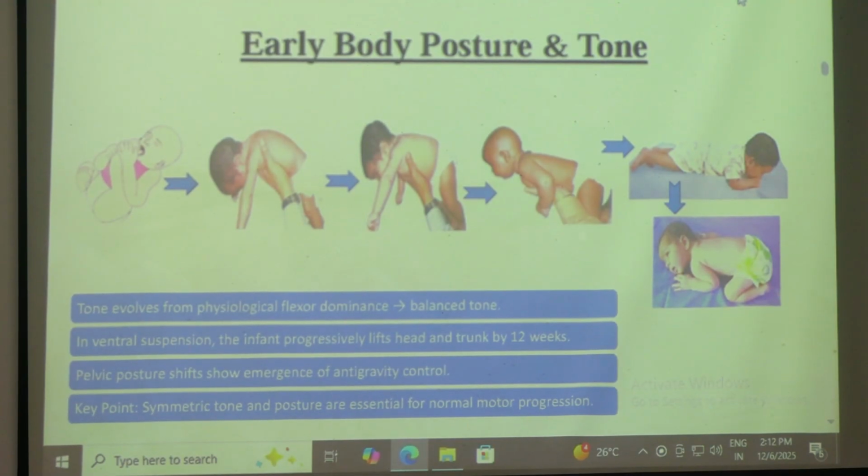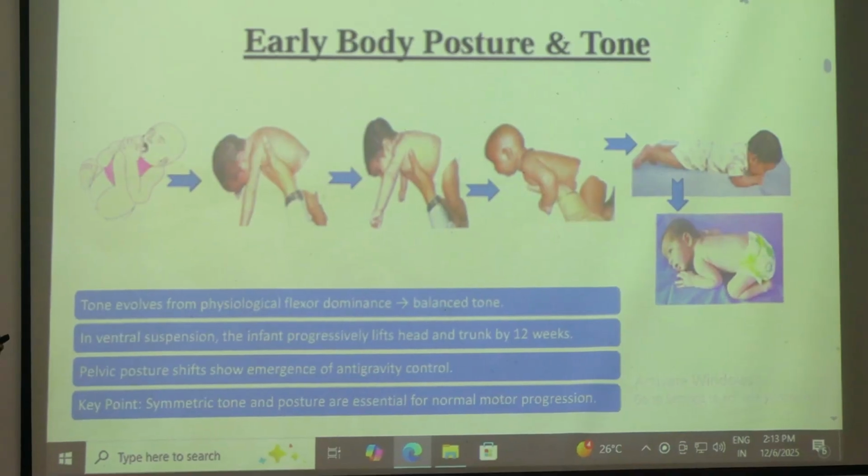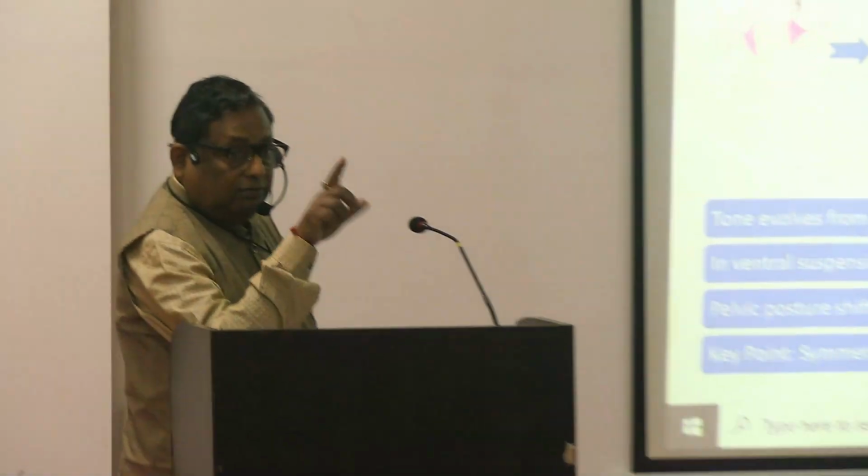So tone evolves from physiological flexor dominance to balanced tone. In ventral suspension, the infant progressively lifts head and trunk by 12 weeks. See, by 12 weeks. That I will tell later. These two pictures, then comes the prone position.